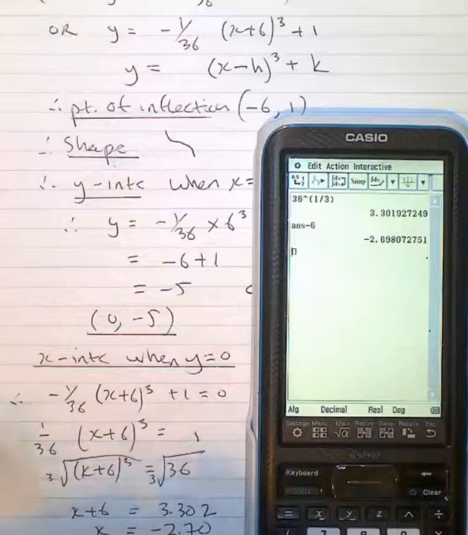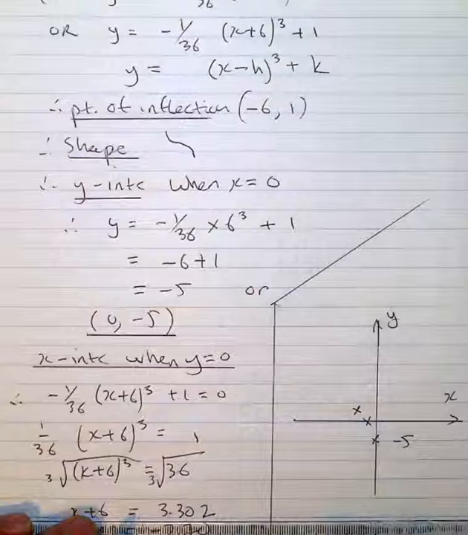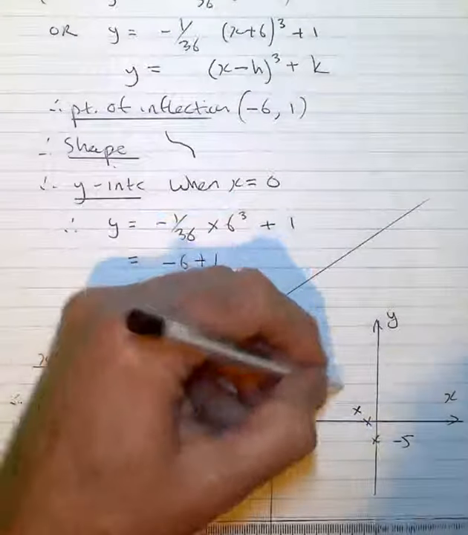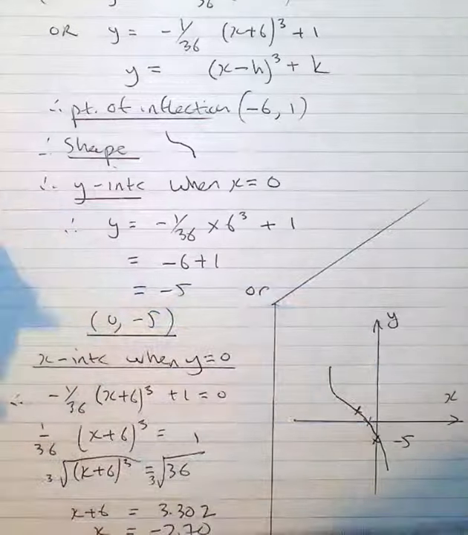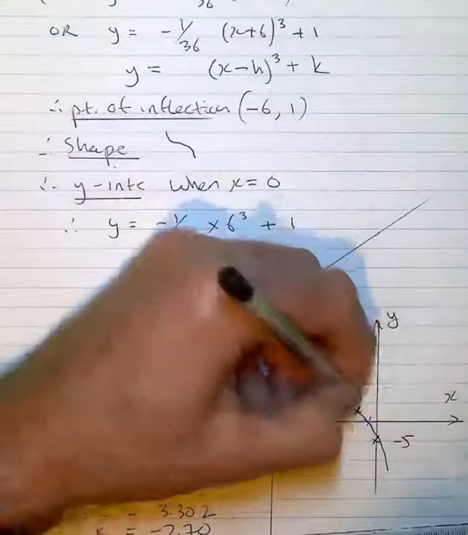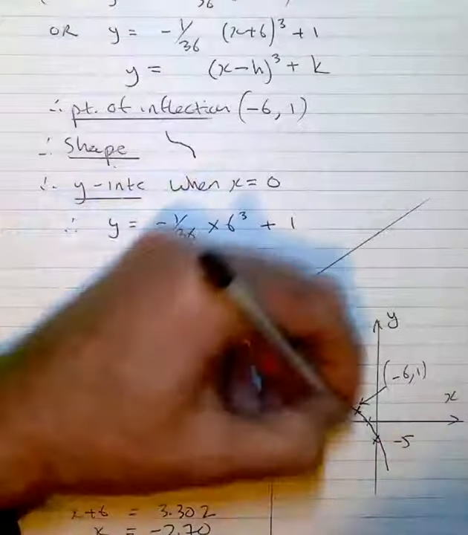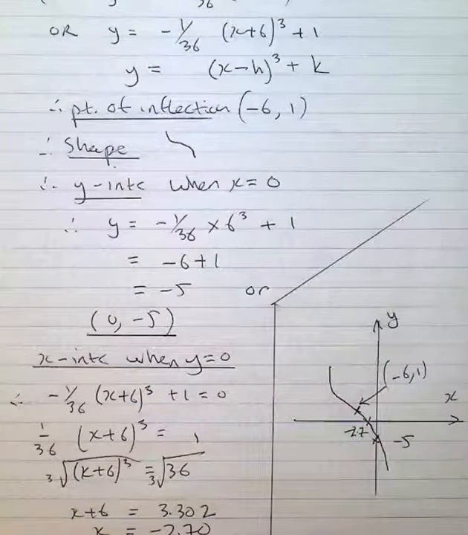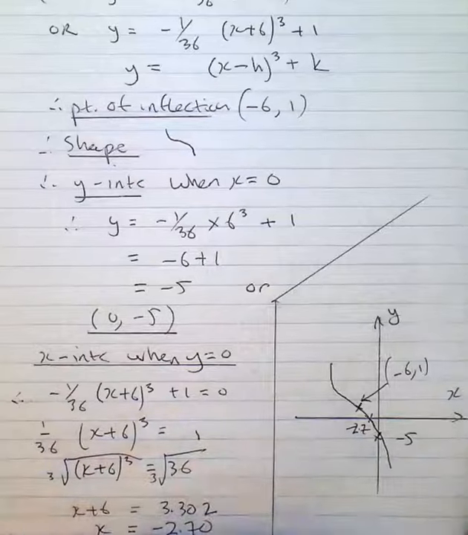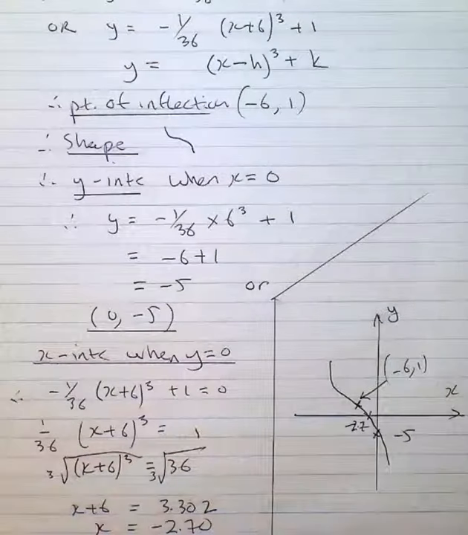I now have enough information in order to sketch my graph. Little bit fiddly, but I can work this one through now as follows. I'll label my points in. The point of inflection is -6, 1, and it cuts the axis at -2.7. But not a hard question, providing you've got access to even just a regular scientific calculator in order to find the x-intercept.